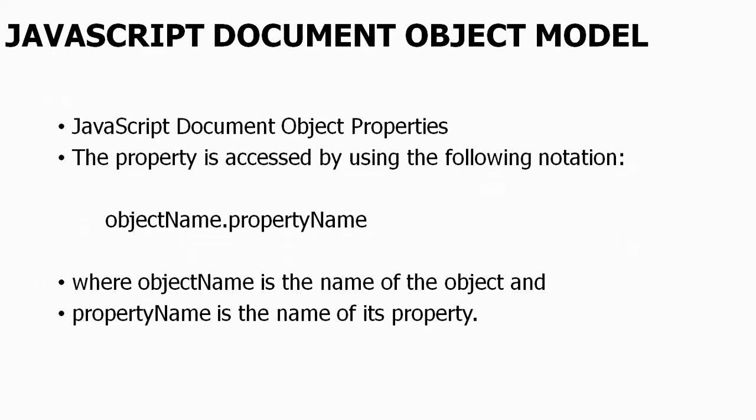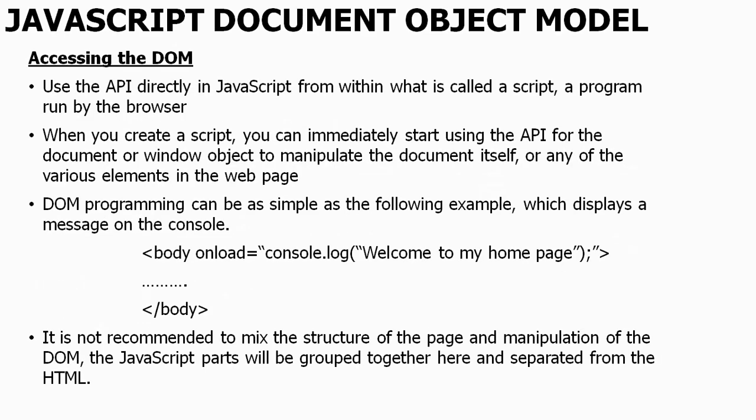JavaScript document object properties. The properties are accessed by using the following notation: object name dot property name, where object name is the name of the object and property name is the name of the property. Next, accessing the DOM, that means the document object model.